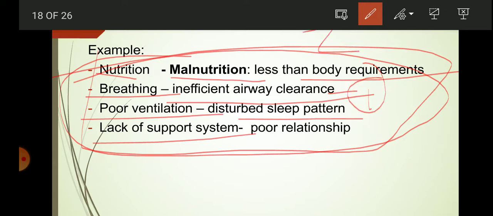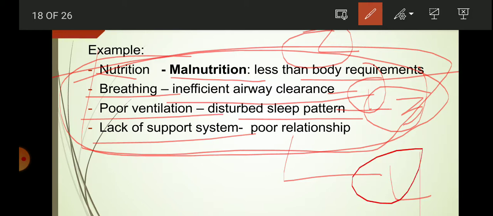Okay, next would be malnutrition. And then next would be your safety. Poor ventilation, okay, and then lack of support, which is the love and belongingness. So, that's how you arrange based on your nursing diagnosis.